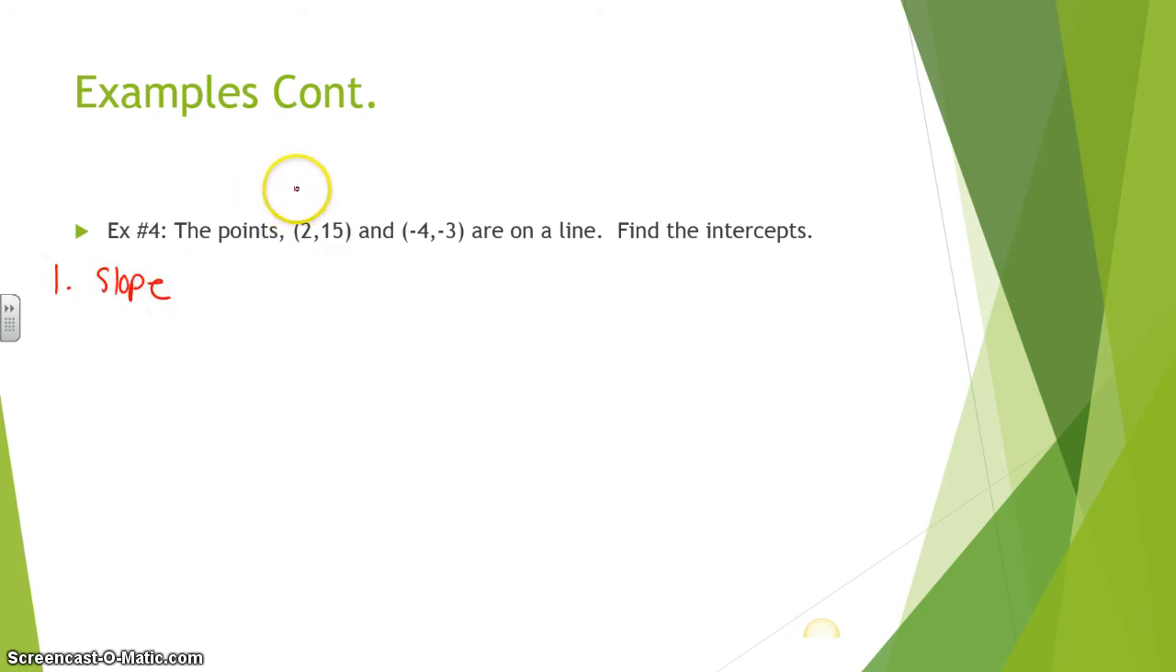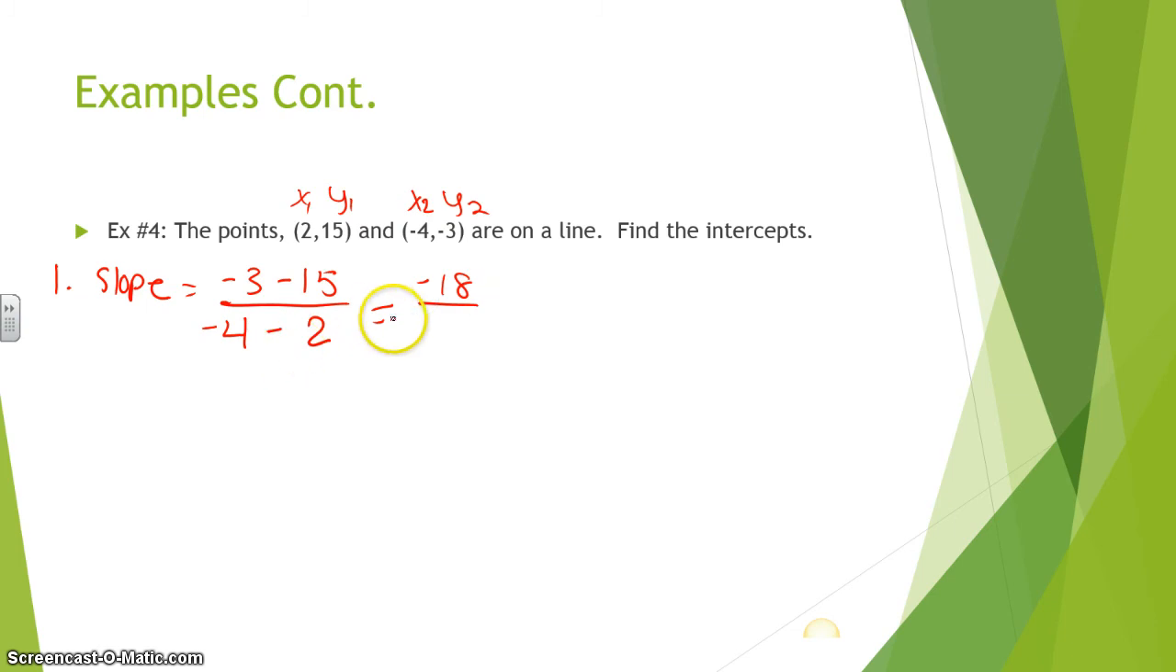So we can label this x1, y1, x2, y2. y2, -3, minus y1, 15, over x2, -4, minus x1, 2. I simplify that down: -3 minus 15 is -18, over -6, which simplifies to 3. So the slope of these 2 points on my line is going to be 3.